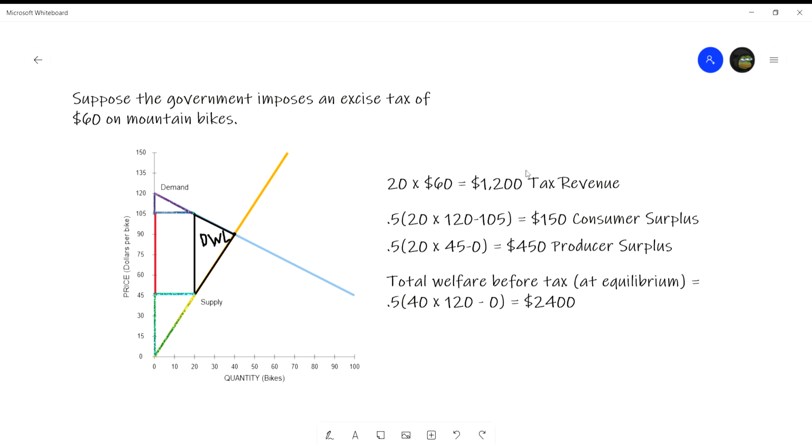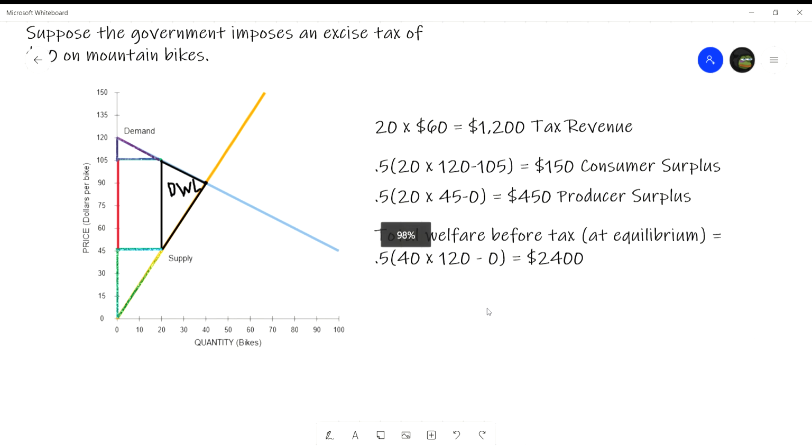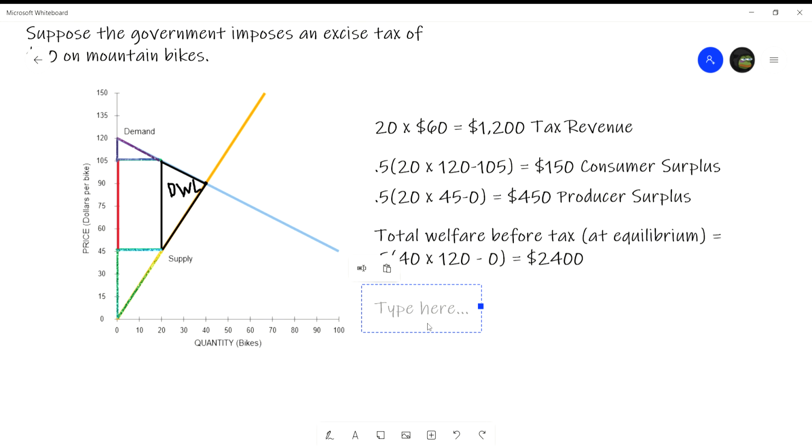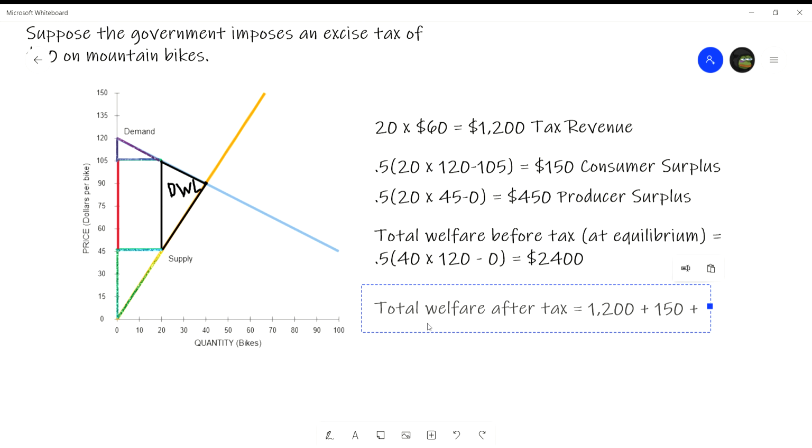If we add up our total welfare after the tax, we see that after tax we only have a total welfare of 1,200 plus 150 plus 450, which gives us 1,800.